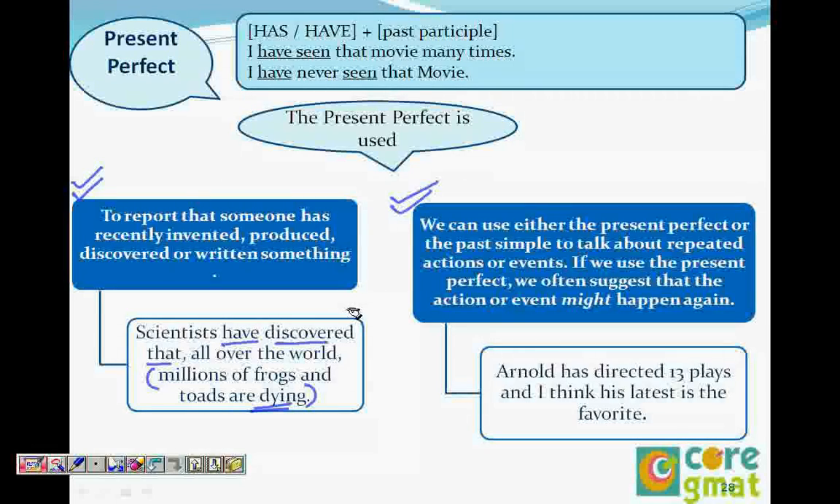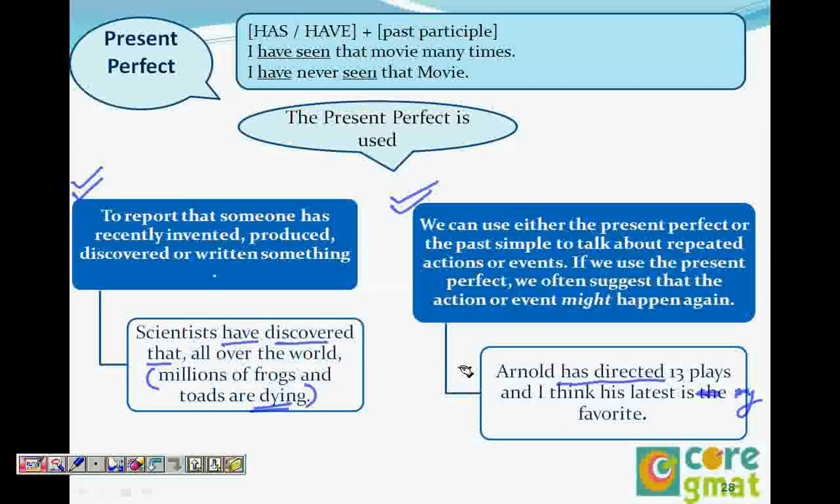Arnold has directed 13 plays, and I think his latest is my favorite. So Arnold has directed 13 plays. I think his latest is my favorite would mean that he has done it, and he might do it again. Just because his latest is my favorite doesn't mean he'll not make films again.